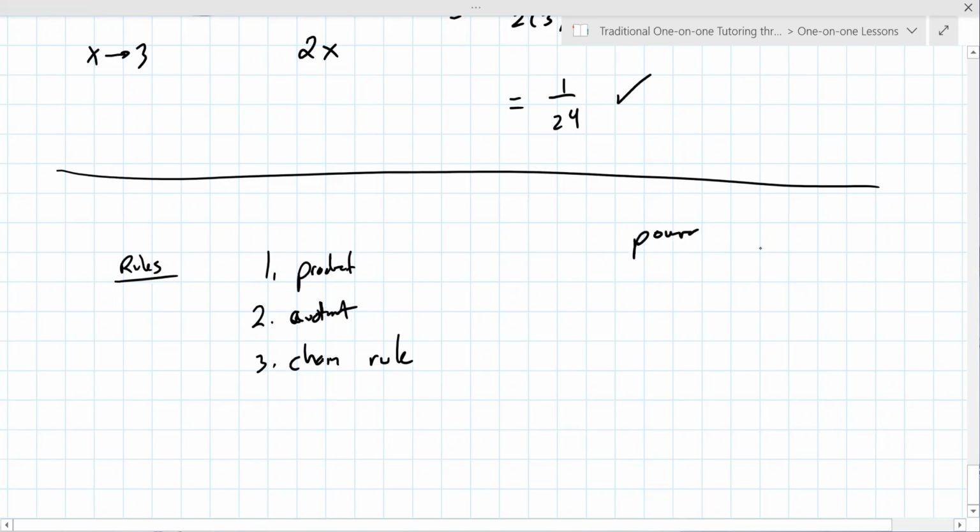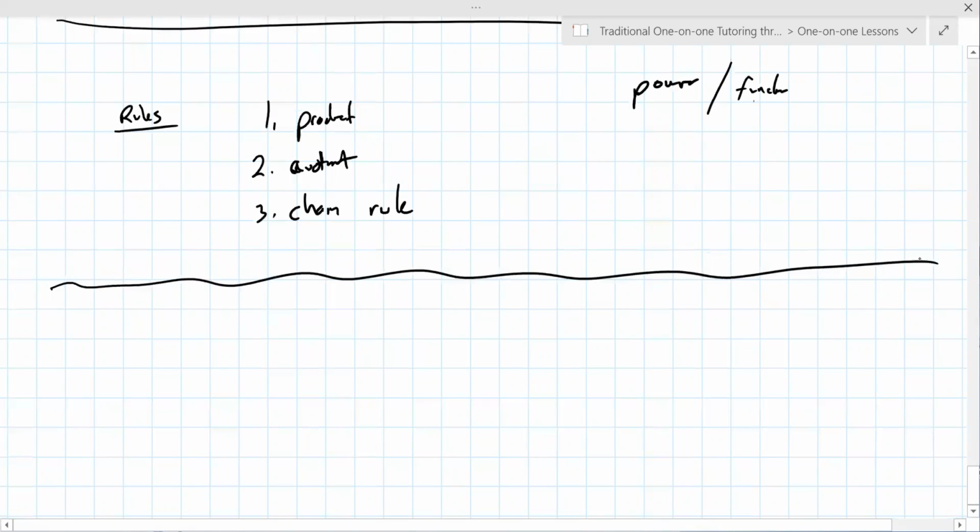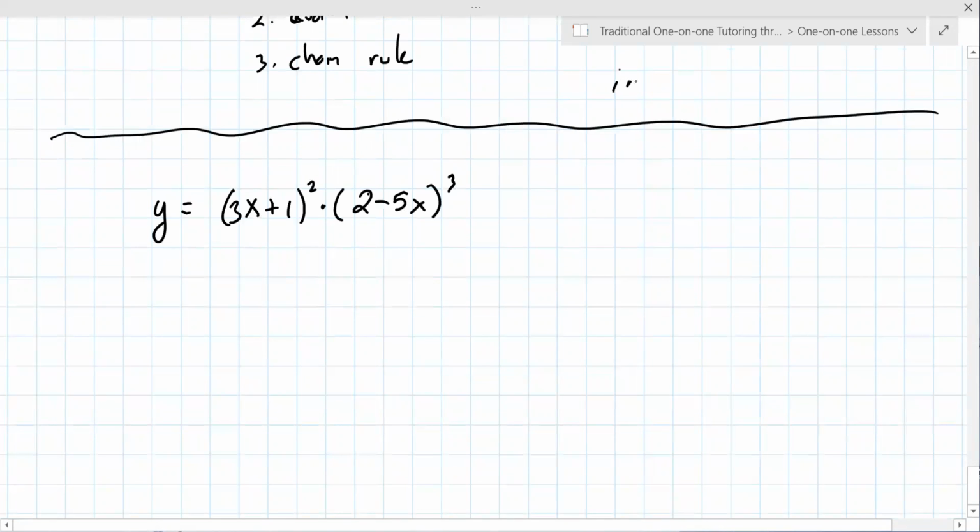That's really it. Then there's functions. You've got to know how to do ln and e and sine and inverse and all these other things. So, here's a classic AP problem: 3x plus 1 squared times 2 minus 5x cubed, and they would ask for the derivative of this. Oh, and then implicit differentiation is also a good one.